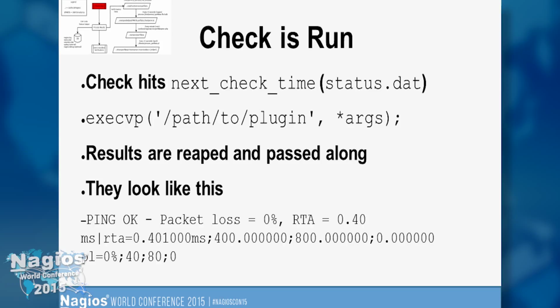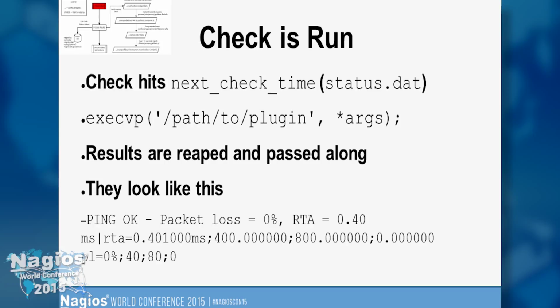Basically, this is the code. I have to apologize to any C developers who are watching this. This is like 90% real code. This would not compile. I had to shorten it down. The actual thing is like 2 lines long. Essentially, there's a function in C called execvp. You pass it the plugin name, and it runs the binary, and you pass in the arguments. This is where the magic happens, right? This is what actually launches that binary plugin or Perl or what have you. And then the results are reaped and passed along, and they look like this, right?